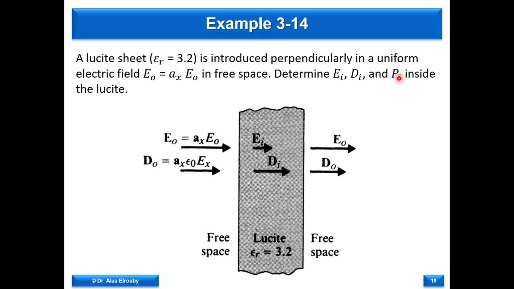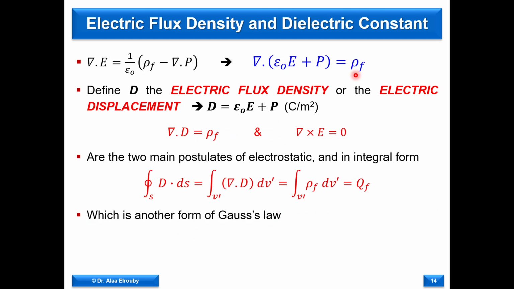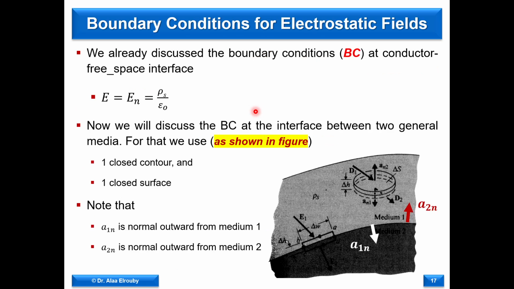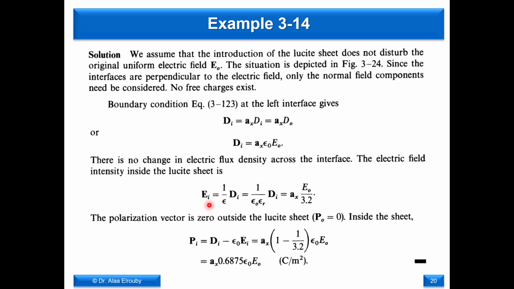To find P, we need to write the expression for D. Remember, where we write the definition of the displacement vector, it's equal to epsilon naught E plus P. So P will equal D minus epsilon naught E. The electric field equals 1 over epsilon naught epsilon r times D. So P equals D minus epsilon naught E, which equals 1 minus 1 over epsilon r, multiplied by epsilon naught E naught, so we can find the value of the polarization vector.